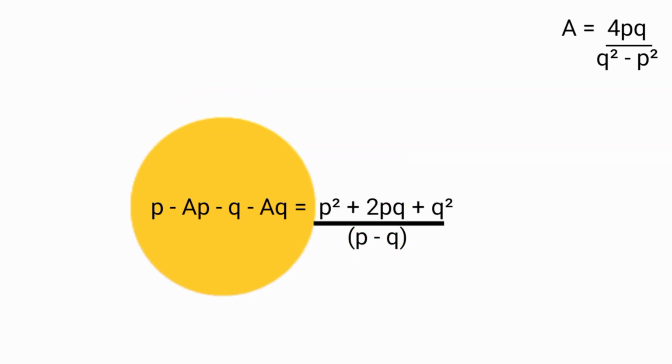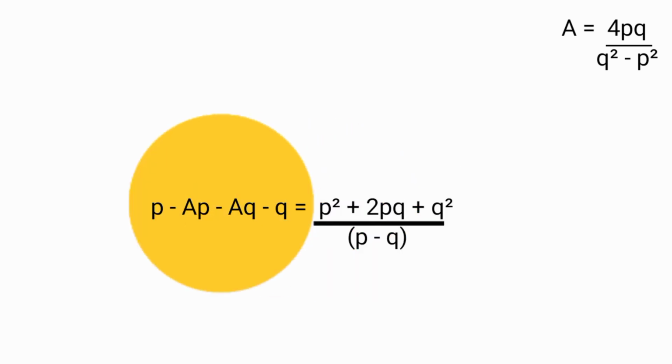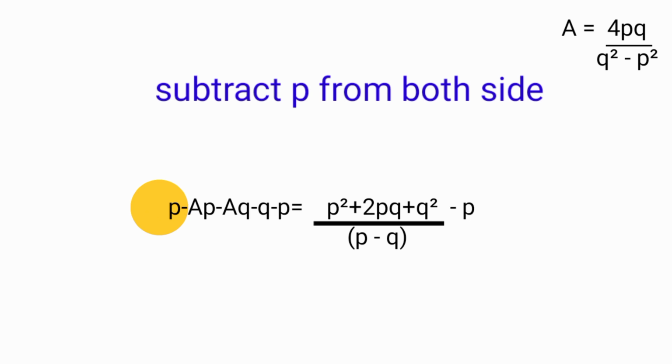Now coming back here, if you collect the like terms, we are going to have p minus ap minus aq minus q equal to (p squared plus 2pq plus q squared) all over p minus q. Since we are making a the subject of the formula and we have a here and here, we can eliminate this p and this q from this side to the other side. So how can we do that? Since this is plus p, we subtract p from both sides, and here this is minus q, we add q to both sides.